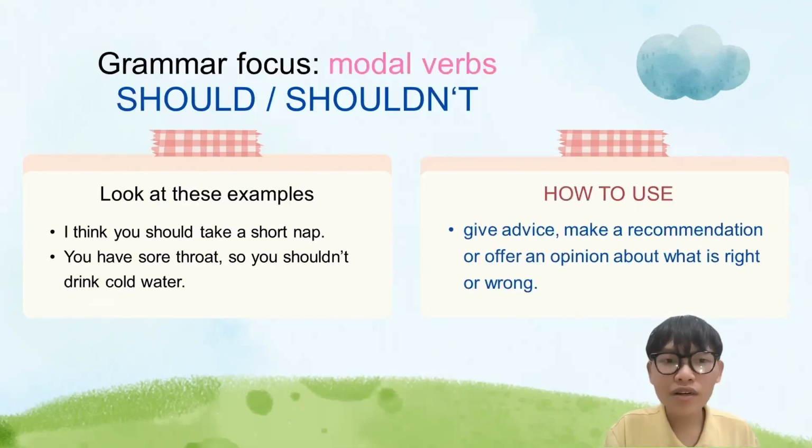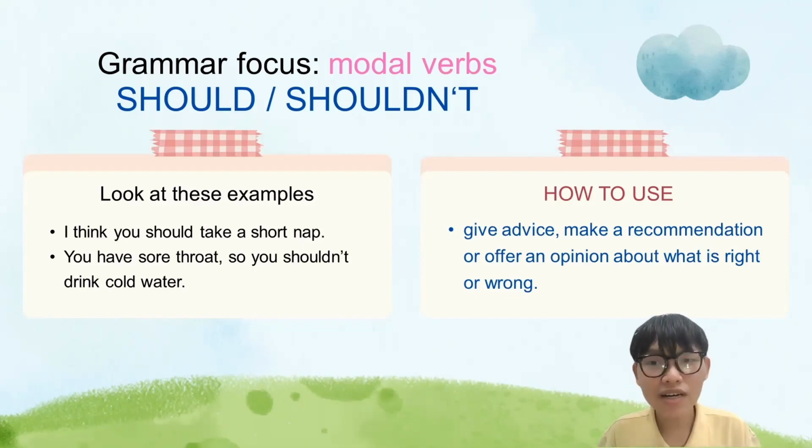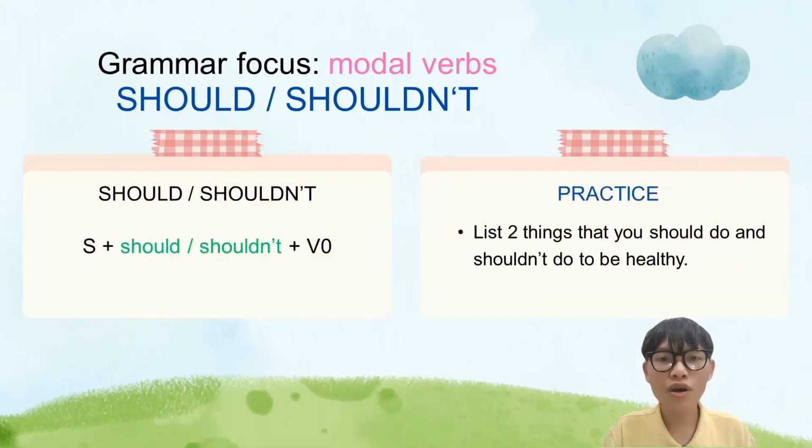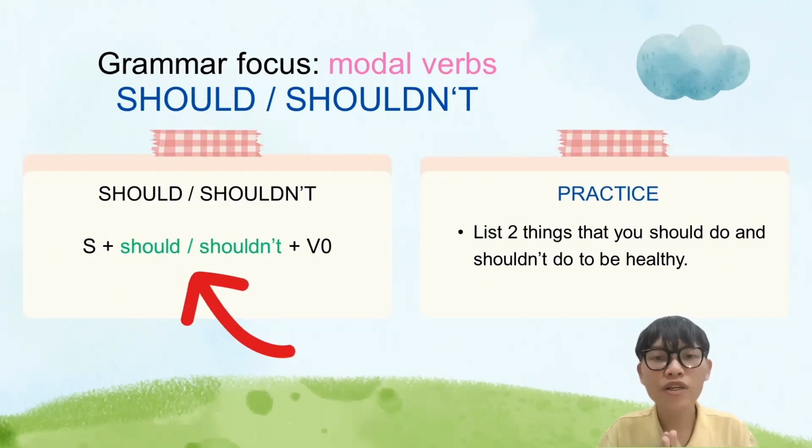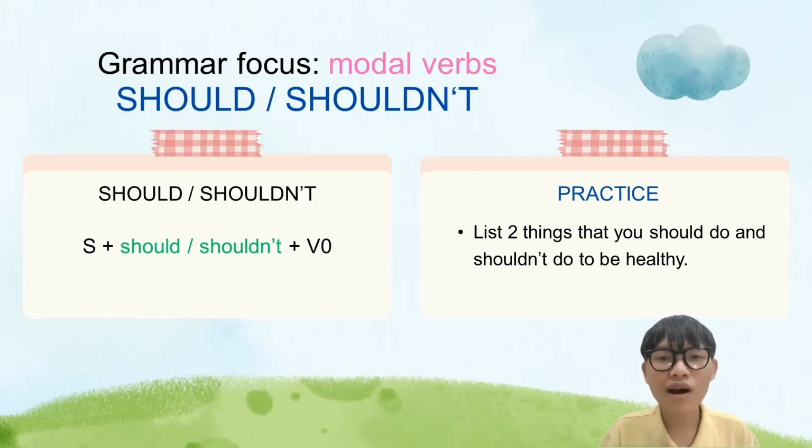And now we will learn the last modal verb of the lesson today, should and shouldn't. You use this modal verb to give advice, make a recommendation, suggestion, or show your opinion about what is right or wrong, as you can see in two examples. And you also have the structure with subject plus should or shouldn't plus a bare infinitive verb. And that is all about the grammar lesson today. Let's prepare for the fascinating exercises in the following session.